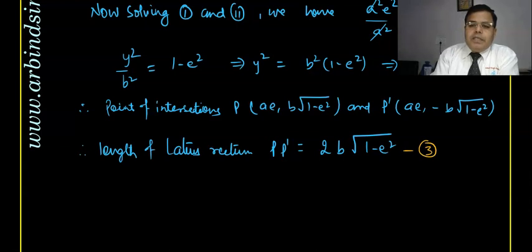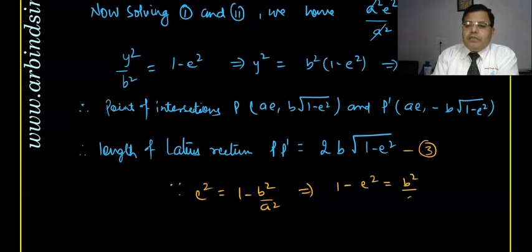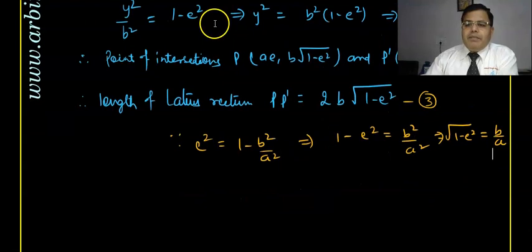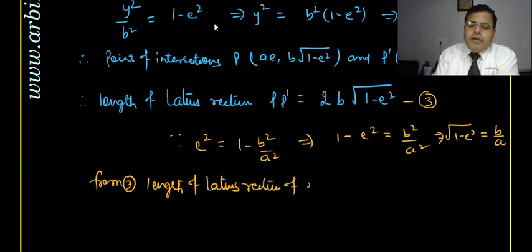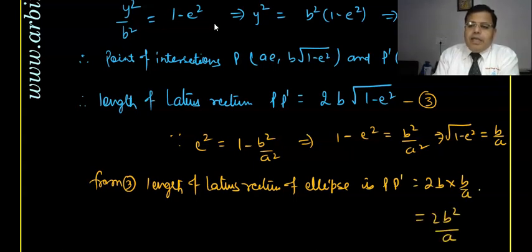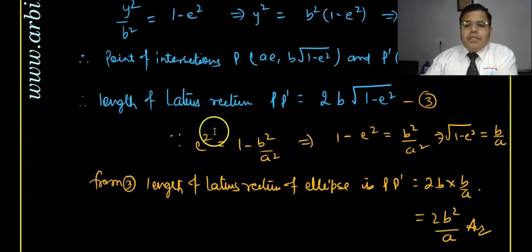This is equation 3. Since e square equals 1 minus b square by a square, therefore 1 minus e square equals b square by a square, so under root, 1 minus e square equals b by a. So we can put b by a in place of under root 1 minus e square. Therefore, from 1 and 3, the length of the latus rectum of the ellipse P P dash is 2b into b by a, that is 2b square by a. So you must remember this.